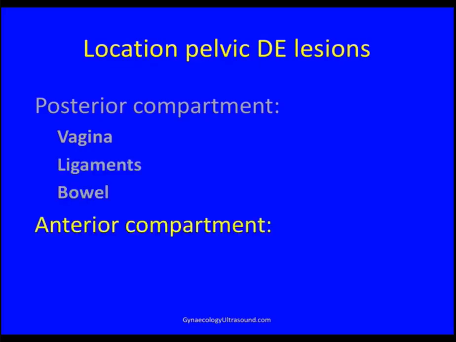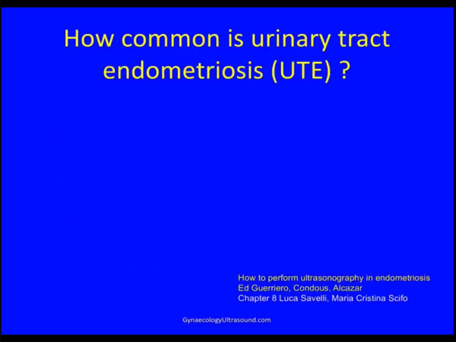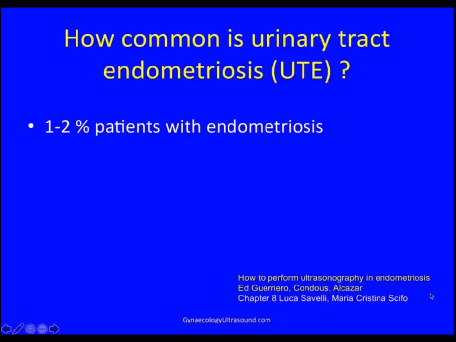So coming to the end now, last but not least, on your way out you need to look at the anterior compartments. Very important. If you've started with an empty bladder, which I do, then by now there will be some urine in the bladder, and it's a good time to look at the bladder and the ureters. So urinary tract endometriosis isn't that common. Here's a really good chapter on that, but it is important.